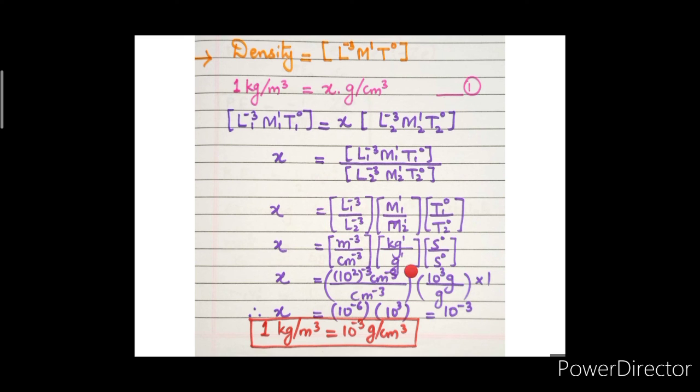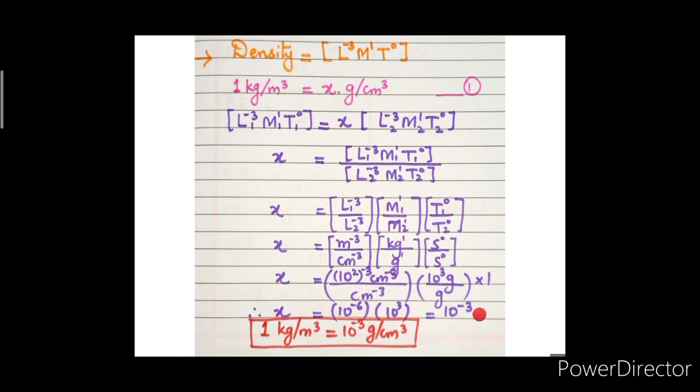Now centimeter raised to minus 3 gets cancelled, and gram gets cancelled. Here we are left with 10 raised to 2 into minus 3, which becomes 10 raised to minus 6, into 10 raised to 3. On solving for the same base, we add the powers. So minus 6 plus 3 is minus 3, so 10 raised to minus 3 is remaining. And the value of x finally we get is 10 raised to minus 3.